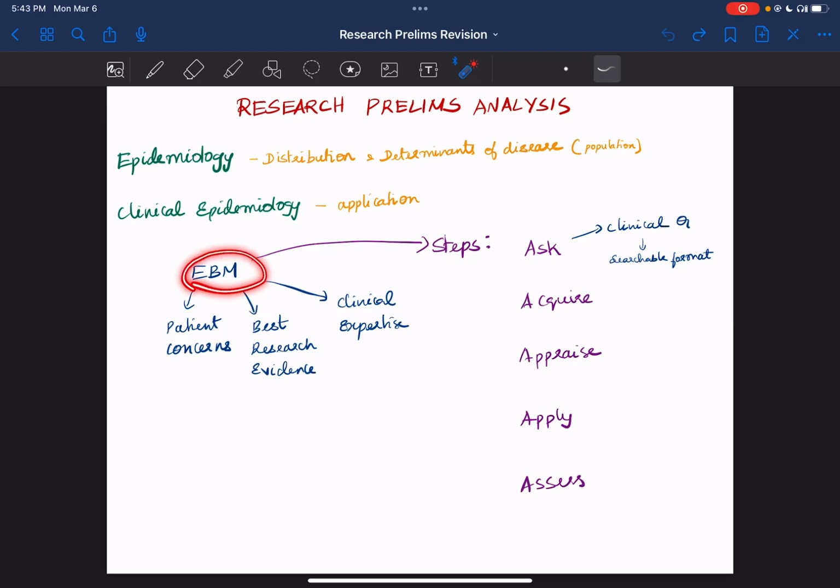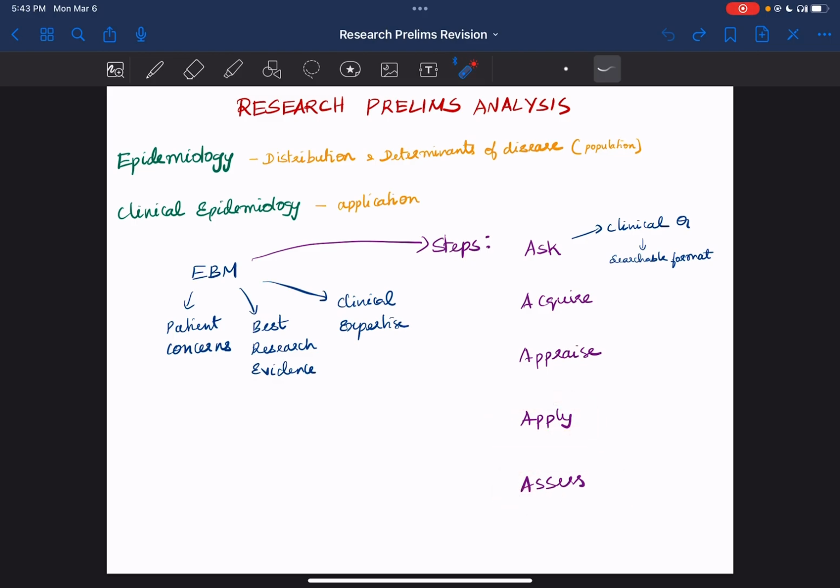Now, for evidence-based medicine, there are steps that we need to follow, starting from finding a clinical question. So when there is a case presented to us, we must make sure that this case is presented in the form of a clinical question which can be searched for materials, for resources. So starting with ask, that is forming a clinical question which is in searchable format, then acquiring the resources for it, then appraising the resources. By appraising, I mean promoting the resources and going more deep into it. Finally, applying and then assessing.